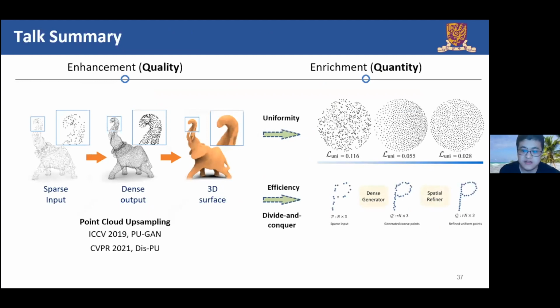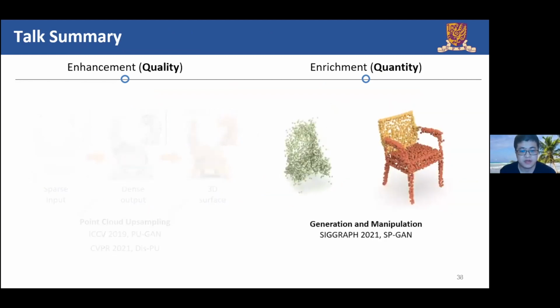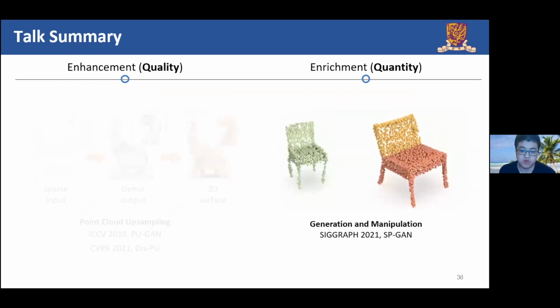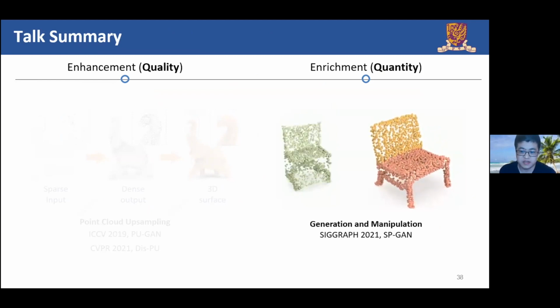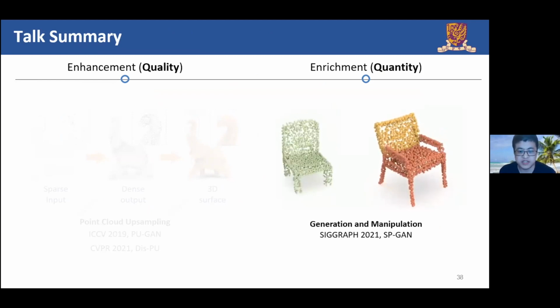Okay, here I have talked about my works on upsampling. The first work, PU-GAN, mainly focused on improving the uniformity. And the second work utilized a divide and conquer strategy to improve the efficiency. Next, I will talk about my recent work on shape generation at SIGGRAPH this year.